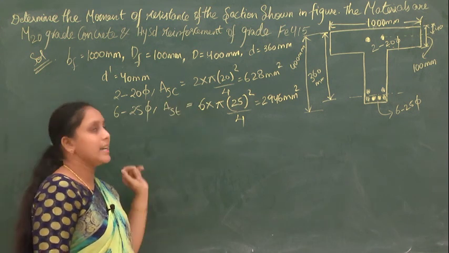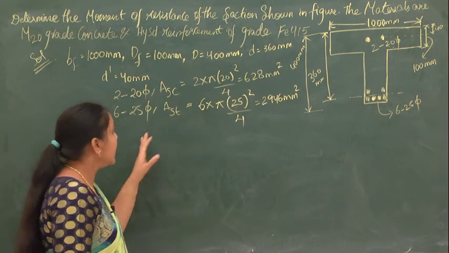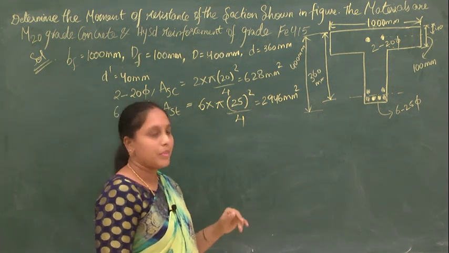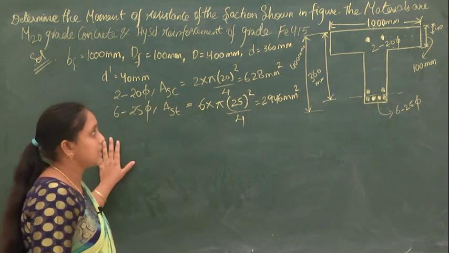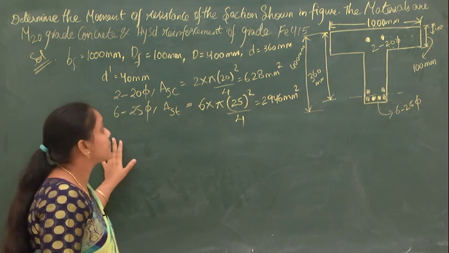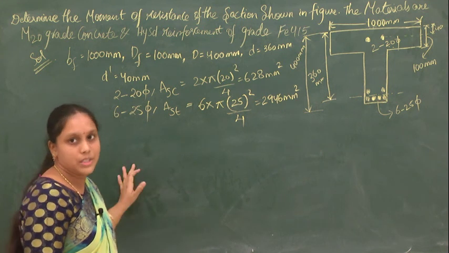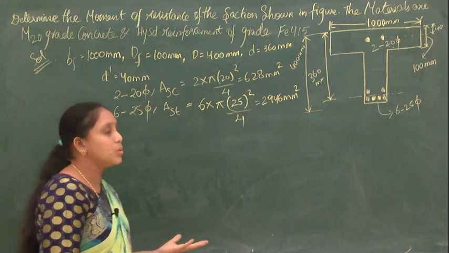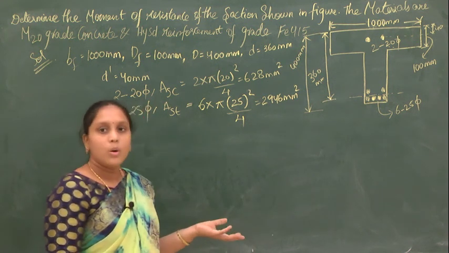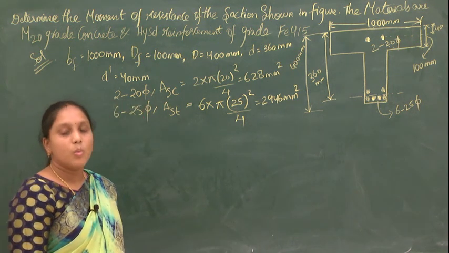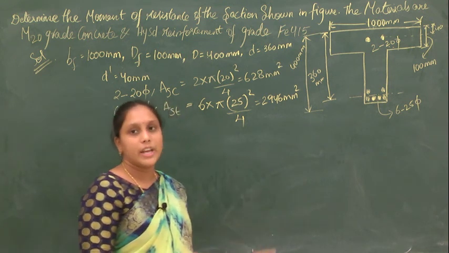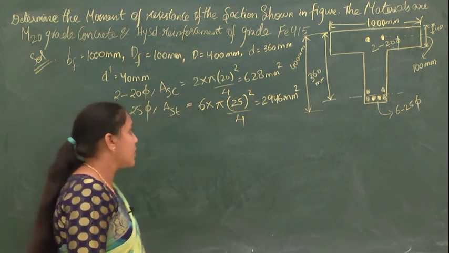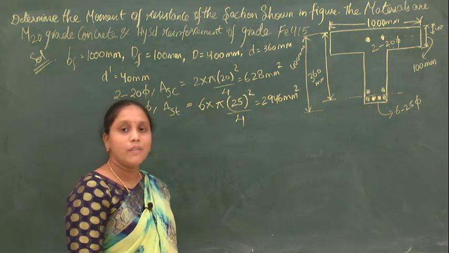So now we have calculated the area of the compression steel and the area of the tensile steel. Now it is asking to find out the moment of resistance. So before finding out the moment of resistance, what do we have to know? We have to know where the neutral axis is lying, whether the neutral axis is lying in the flange portion or in the web portion. So first we have to find out the value of XU.